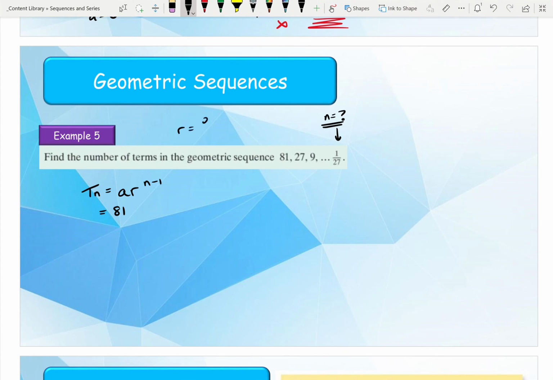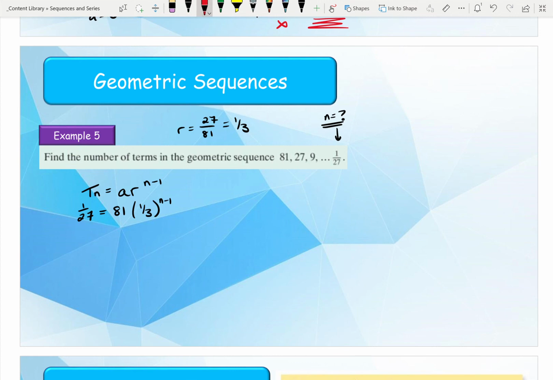My r would be my second term, which is 27 over 81, which we always simplify now before we go any further. So 27 over 81 gives me a third. So I have 81 times a third to the n minus 1. But they've told me that Tn that I'm looking for is 1 over 27.